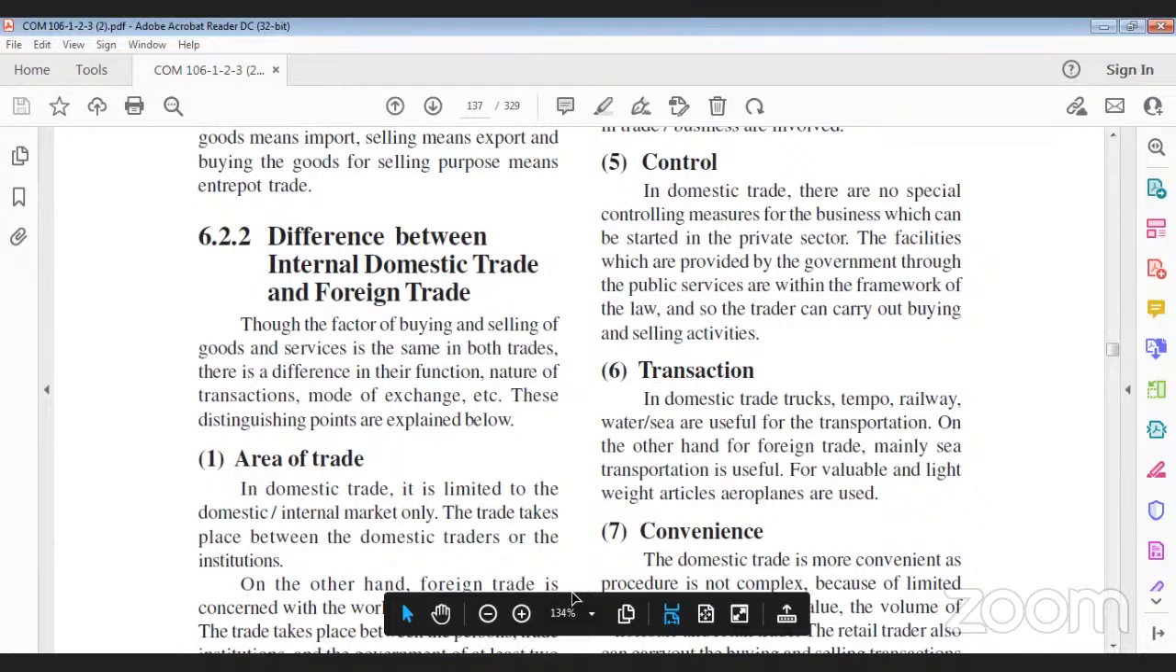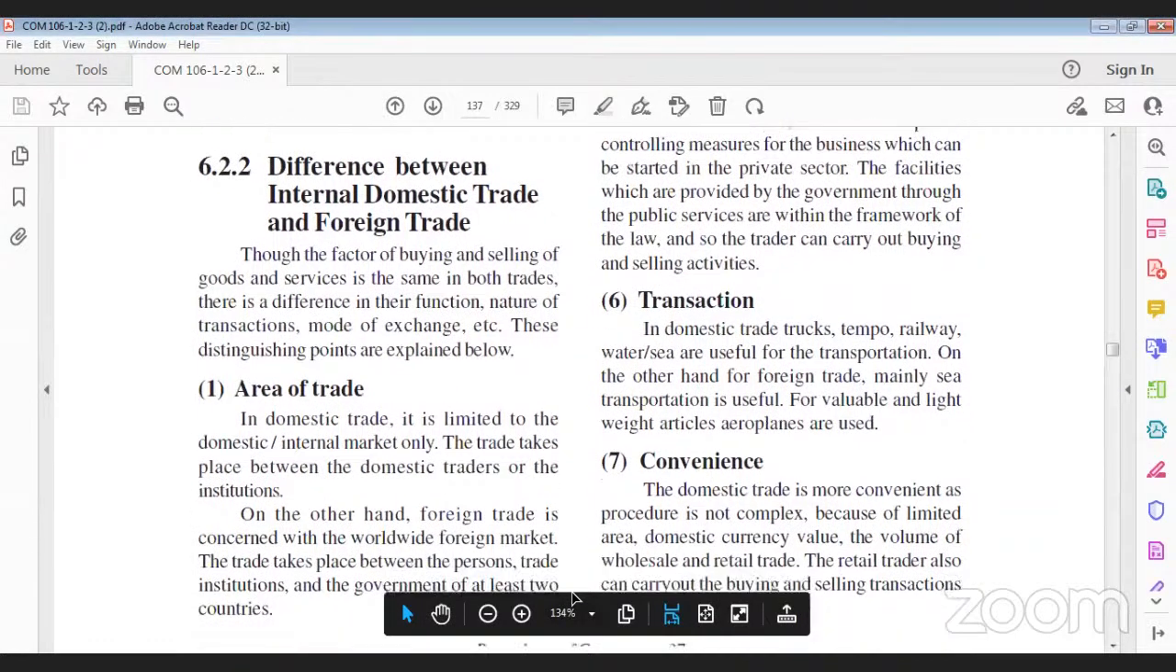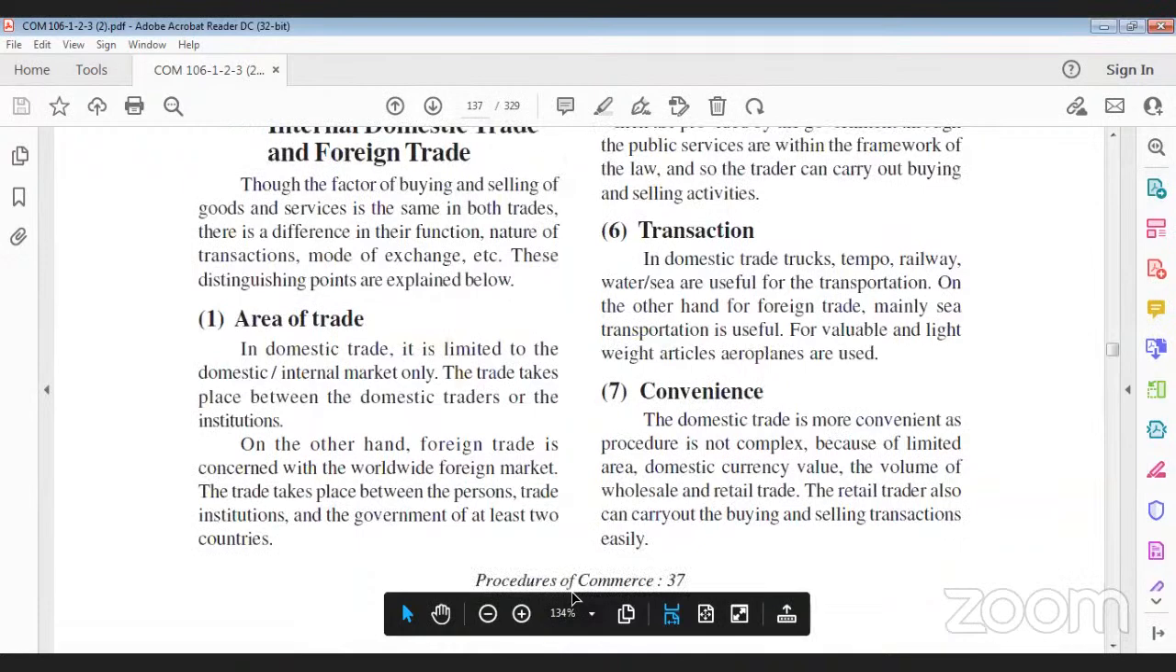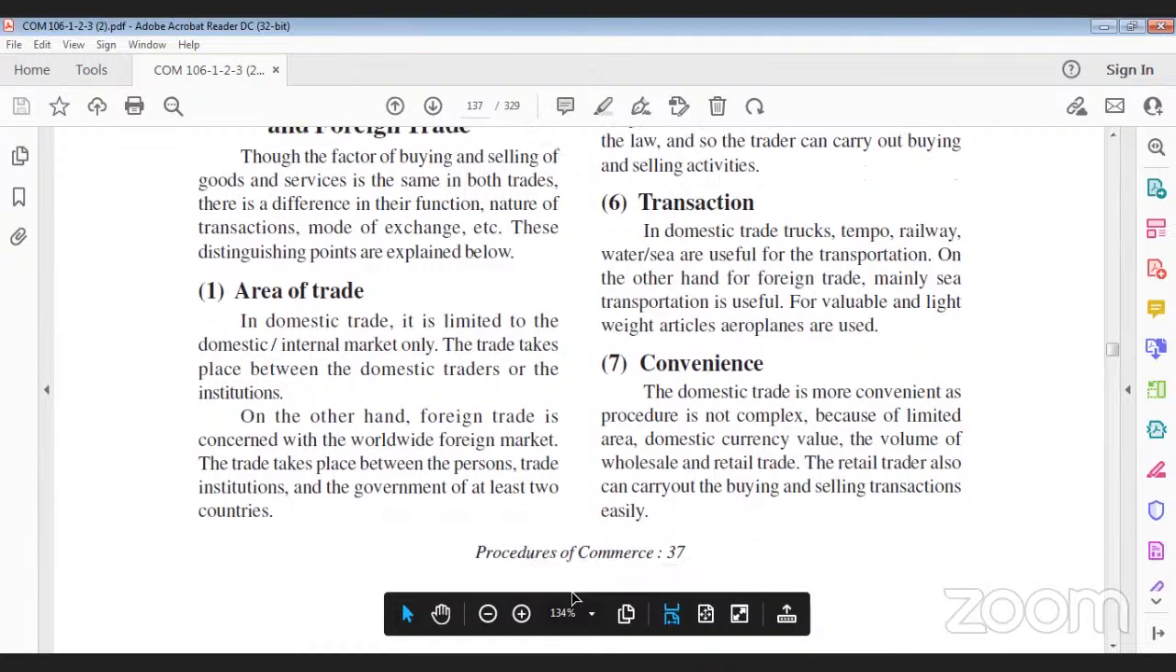Aeroplanes are usual. Then the seventh point of difference is conveyances. Domestic trade is more convenient as the procedure is not so complex because of the limited area, domestic currency, and the volume of wholesale and retail trade. While other traders and retailers also carry out such buying and selling transactions easily.